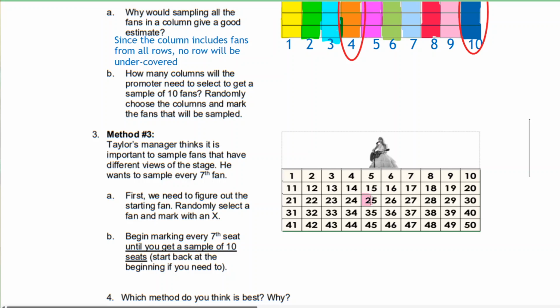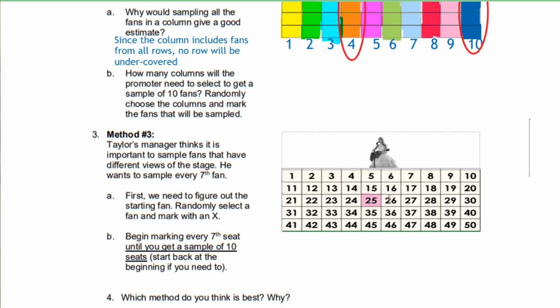And then we're going to count every 7th seat. So 25 is 0. 1, 2, 3, 4, 5. So there's number 30. Oh wait, we were supposed to do every 7th seat. All right, so let's back up and do this again.